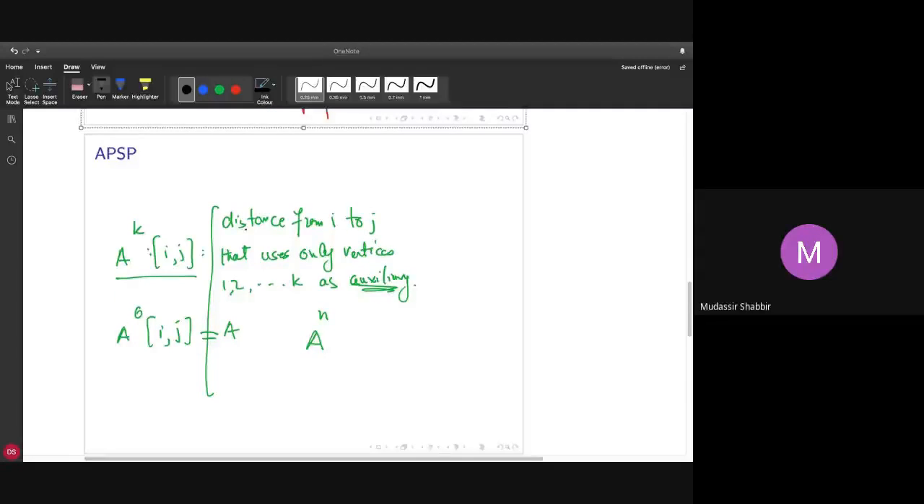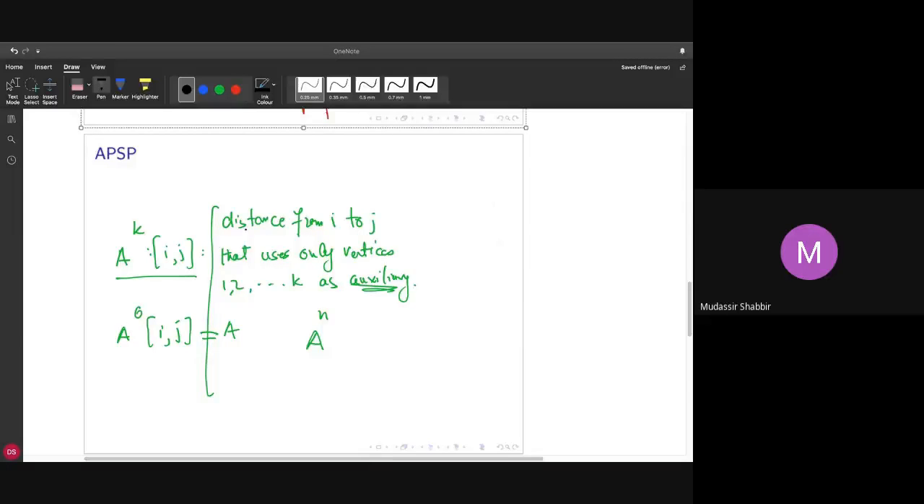So now I said, okay, let's move on from here. Let's use more vertices to create a path from vertex I to vertex J. To do that, we first order the vertices, let's say 1, 2, 3, 4, 5 up till n. So let's name the vertices 1, 2, 3, 4 up till n. So our pseudo adjacency matrix is just A of ij 0. It's the distance matrix that only uses the vertices I and J.